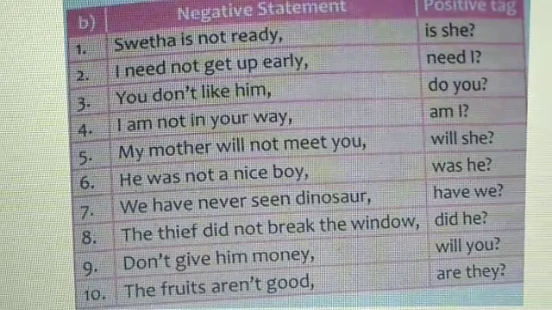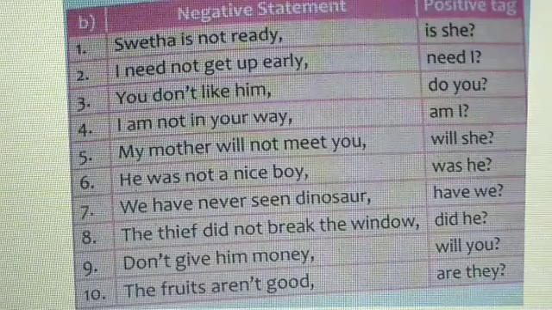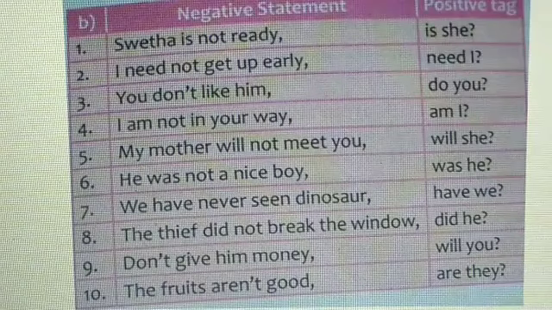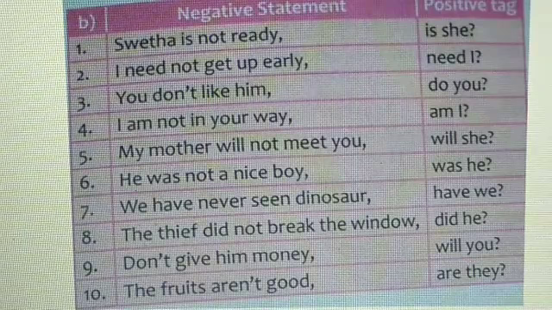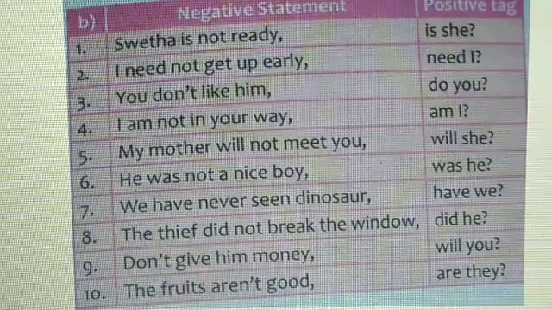First one, Sweda is not ready, is she? Second one, I need not get up early, need I? Third one, you don't like him, do you? Fourth one, I am not in your way, am I? Fifth one, my mother will not meet you, will she?